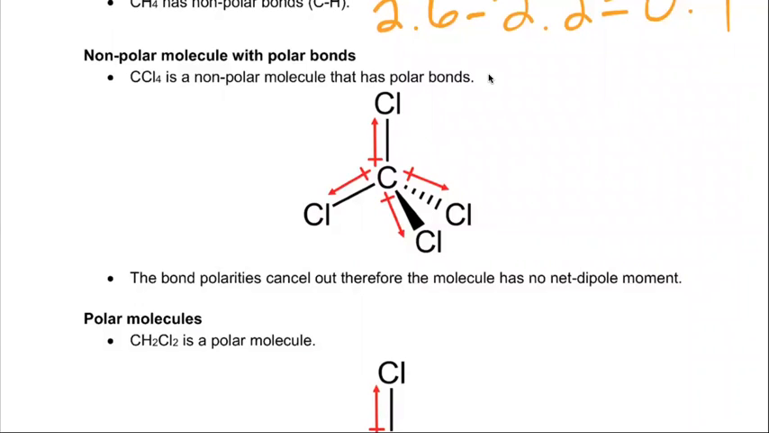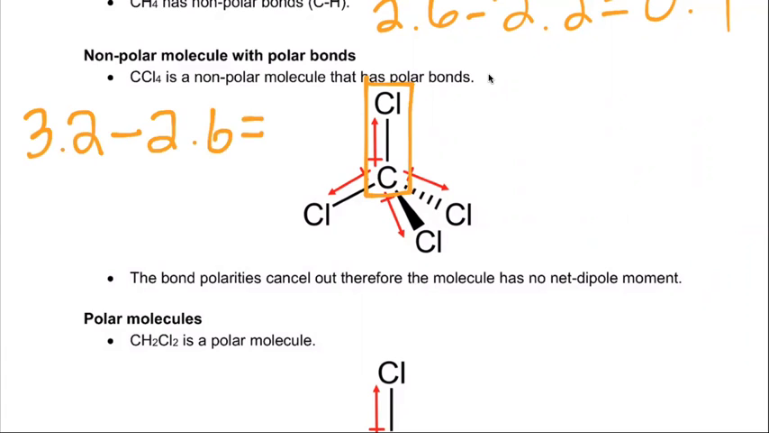Okay, so we would do the same procedure. We would look at each bond individually. And so we've already looked up both chlorine and carbon. Chlorine earlier was 3.2. Carbon we just looked at was 2.6. So if I subtract those 2, what do I get? Who can do that math in their head? Yes, 0.6.